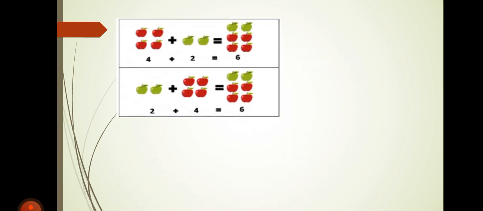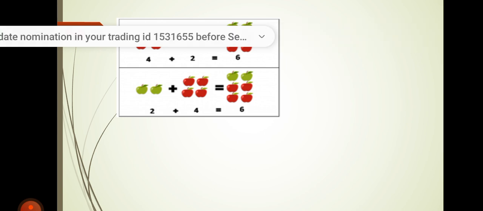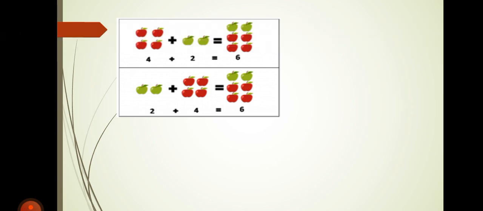Over here there is a beautiful example of having 4 red apples and 2 green apples. When we add them, that is 4 plus 2, we get 6 as the answer. What if we reverse the order? We put 2 green apples first and then we add 4 red apples to it. Still we get the same answer, that is 6.